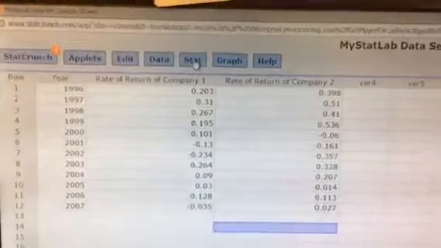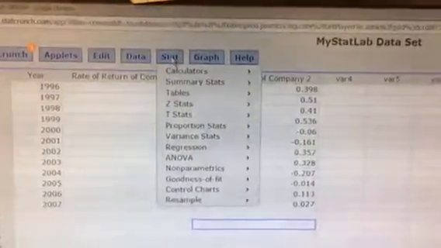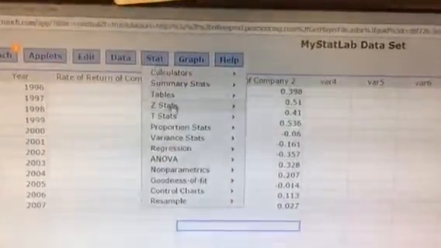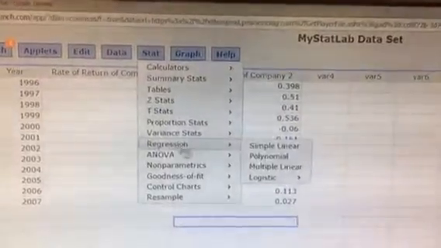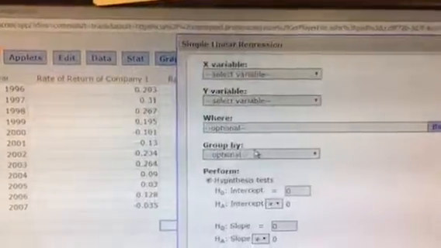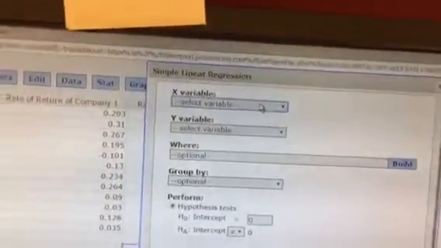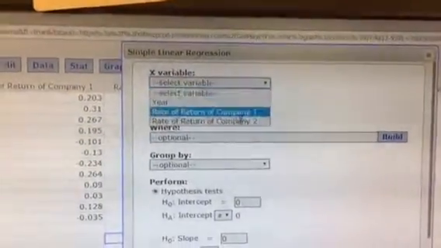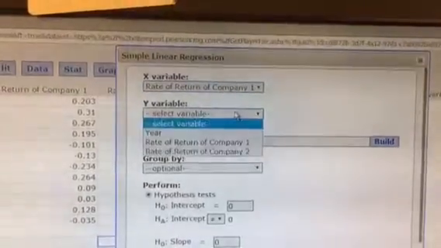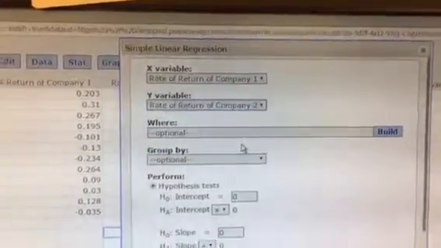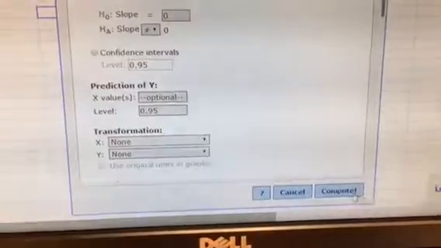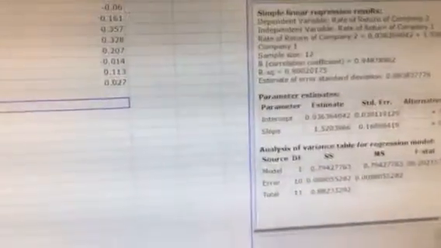Now you can see there's 3 to choose from. If you come over to Stat, and everything you do in 4.1, 4.2, and 4.3 comes from this. You go down to Regression, come over to Simple Linear, and then notice my explanatory variable is going to be company 1, my response variable is going to be company 2, and then you just click Compute, and you will get a table that has all the information that you need.